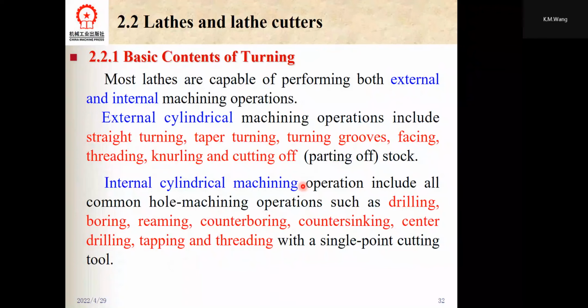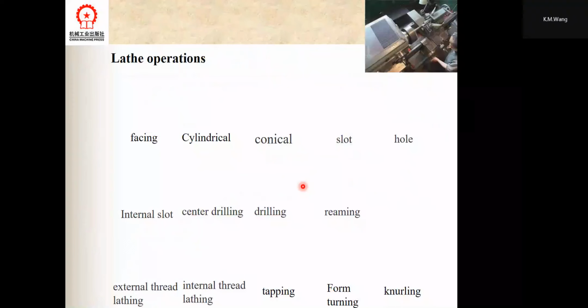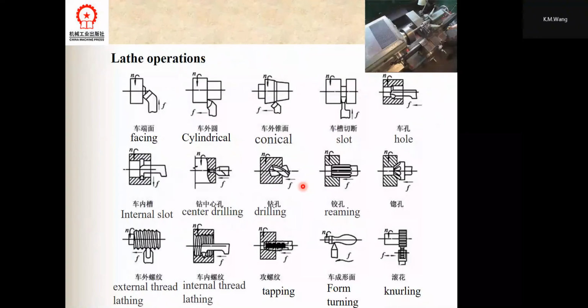The internal cylindrical machining operations include all common hole machining operations such as drilling, boring, reaming, counterboring, countersinking, center drilling, tapping, and threading with single point cutting tools. And this is a lathe, and these are some lathe operations.